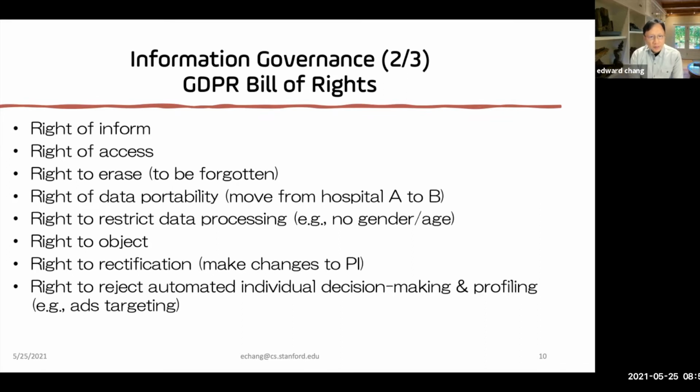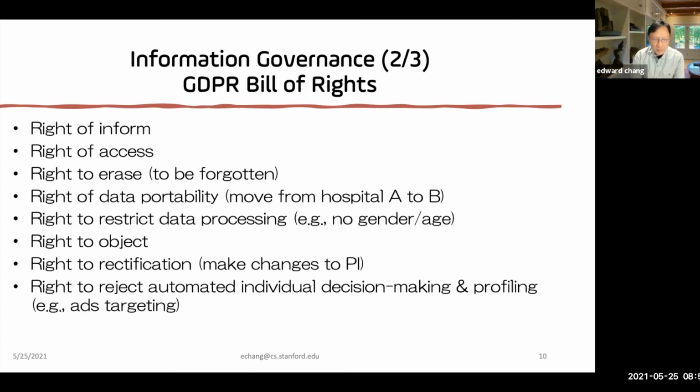Okay, the second information piece specifically covers GDPR, the European regulations, and the consumer has the right to be informed, right? Any data being accessed must be told, and the right of access must be granted to the user, and the user has the right to erase, to be forgotten, and the right of data portability. If I want to move my data from hospital A to hospital B, you cannot say no, you have to let me do it. Right to restrict data processing, and right to object.